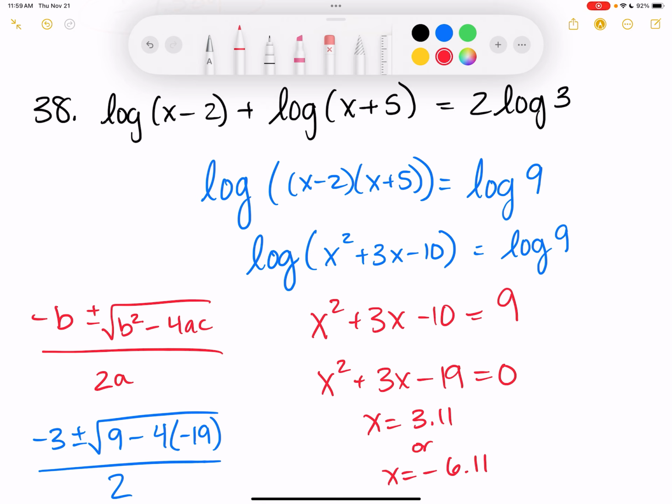3.11, when I plug that in, that's still positive. So this one is good. Negative 6.11, if I plug that in, that number is going to be negative, so that automatically is a problem. And even if I plug it in over here, also a negative, that's going to be a problem. So this one would be extraneous, which you don't necessarily have to write with these ones, but the only answer that actually works is 3.11. You don't have to check the answer, but you need to go back and make sure that it makes sense in the problem. Okay.